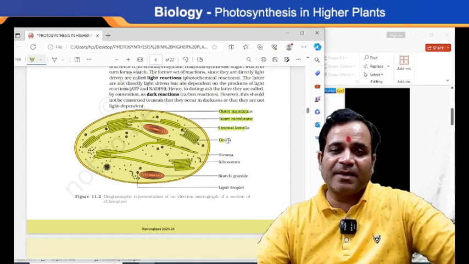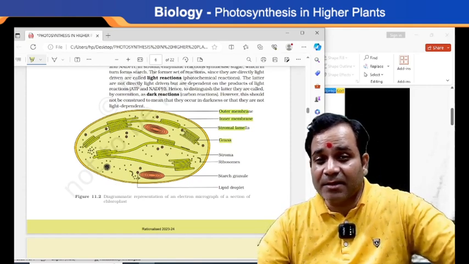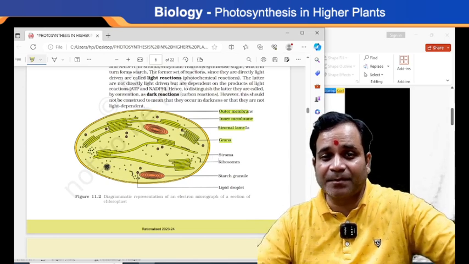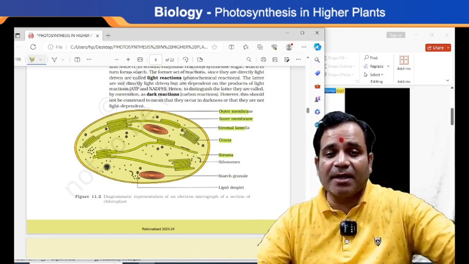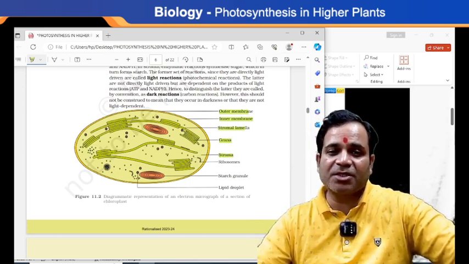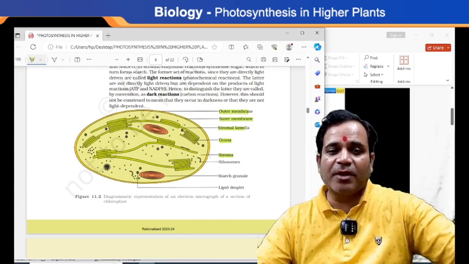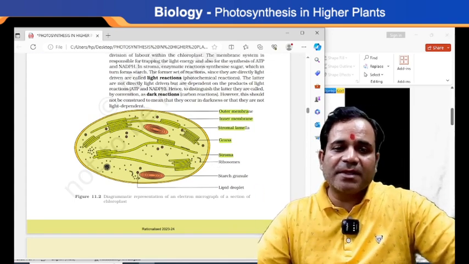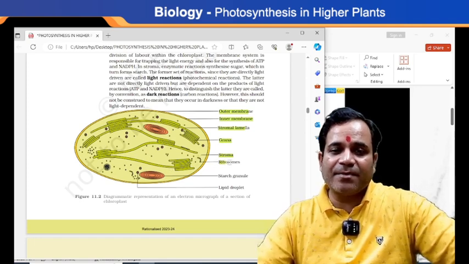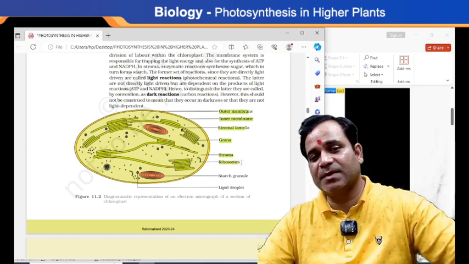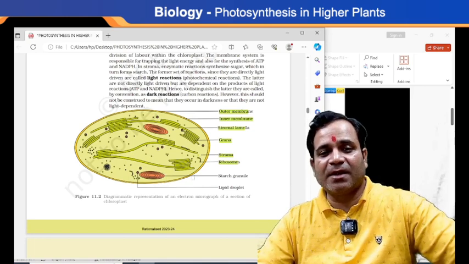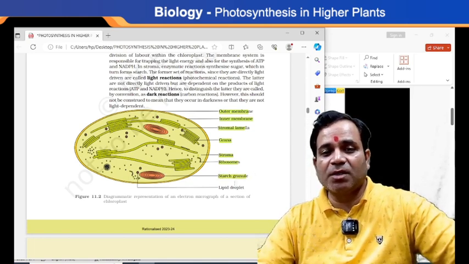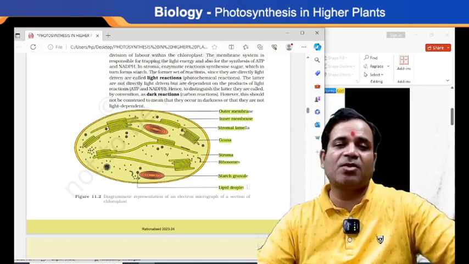This is what? Grana. Grana is what? Plural. Singular is, you say what? Granum. And this one is what? Stroma, my dear. Stroma is just a fluid. Yes or no? Yes, fluid in which the other cell organelles are floating here. Okay. So now this one is a small thing, that is what? Ribosomes. What I'm saying here? Ribosomes, my dear. And this one is the starch granules. And this one is what? Lipid droplets, my dear.